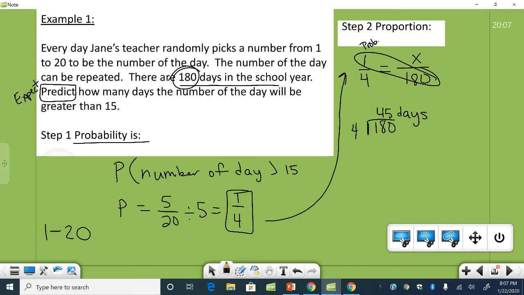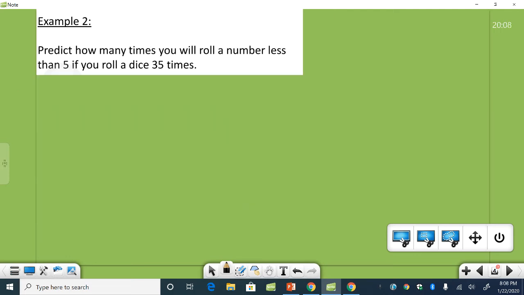So stuff we've already done, except now you're finding the probability first, and then you're predicting based on what the information in the question tells you. All right, example 2, predict. There's your keyword. How many times will you roll a number less than 5?